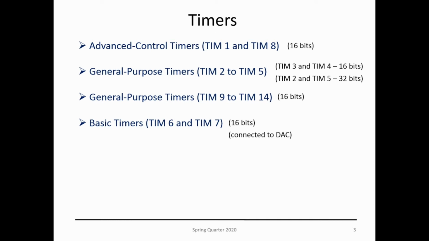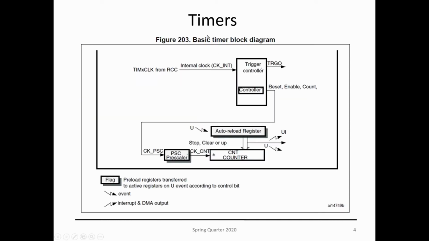What's going on inside of these timers? Like a super simple basic timer block diagram. You're going to configure the peripheral clock for the timer that you want. That clock comes out, passes over a prescaler, and then affects the counter that you're going to use. That counter can generate events or interrupts depending on what you want to do with it.